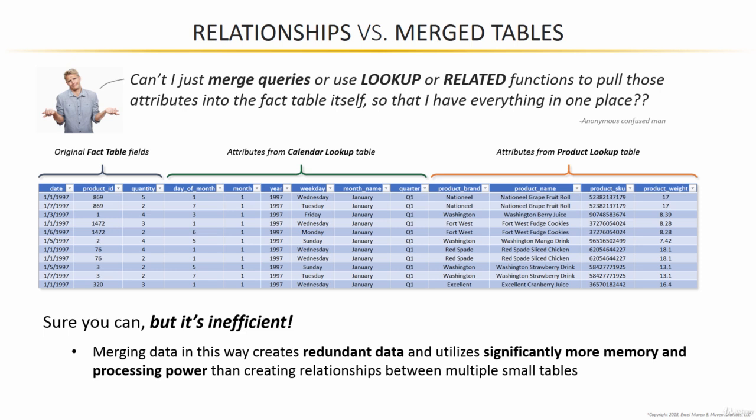Mechanically, it's possible, but it's just really, really inefficient. Like we talked about in that normalization lecture, merging data like this creates a ton of redundant information. As a result, it utilizes way more memory and a lot more processing power than simply creating relationships between multiple small, thin tables. So next time you feel that instinct to mash everything together, to merge it, to stitch it manually, just say no.